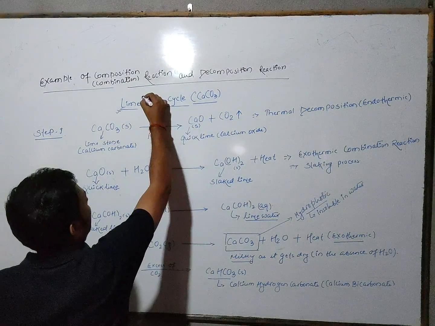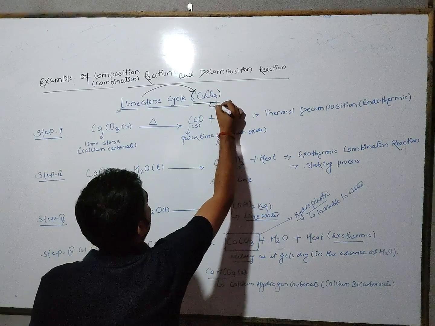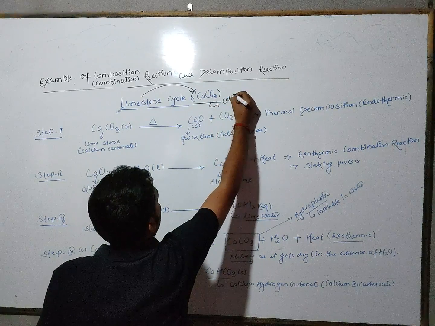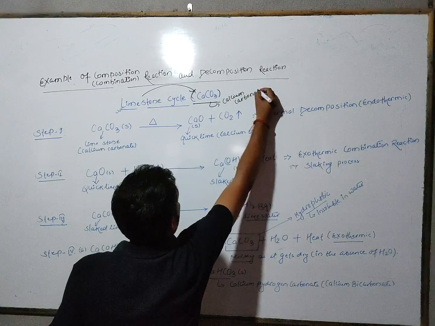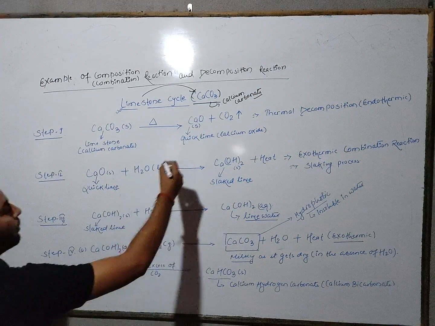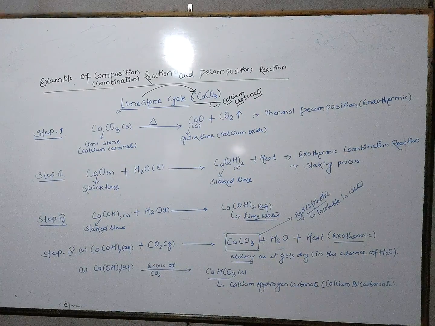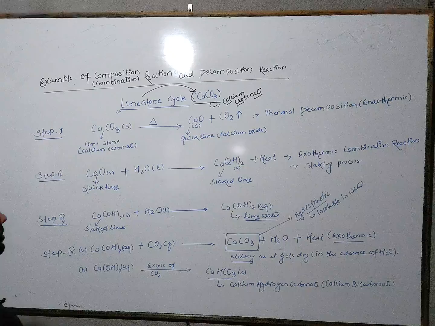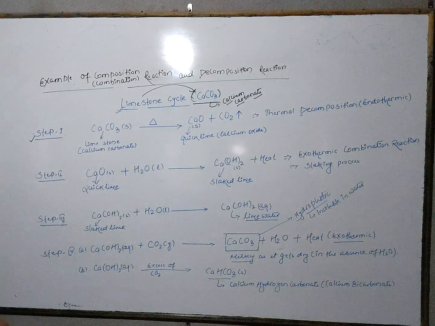The chemical formula of limestone is CaCO3, है ना, कैल्शियम कार्बोनेट. We are going to prepare calcium carbonate by doing some chemical reactions, which are as follows. First one is step 1.